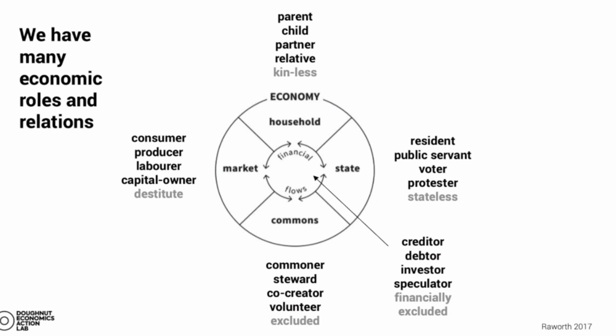In the 20th century, we mainly had four major players in the circular flow of the economy or the financial flow, and they are households, state, commons, and markets. The state can be a laissez-faire state or a socialist state, whereas the market had consumers, producers, laborers, and capital owners.